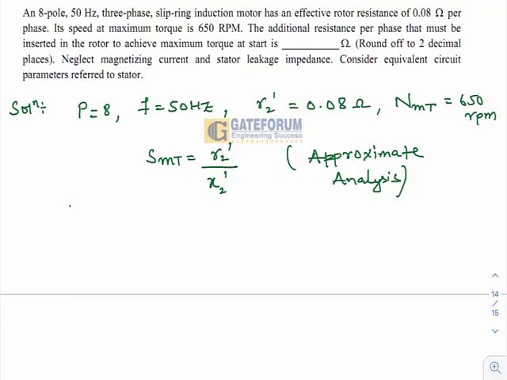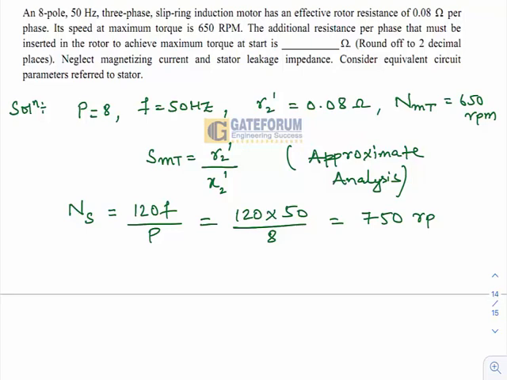Okay. So initially I want to know what the synchronous speed will be. Synchronous speed is 120 f by P. So 120 into 50 by number of poles, which is 8. This would come out to be 750 RPM. Okay, synchronous speed we have got.